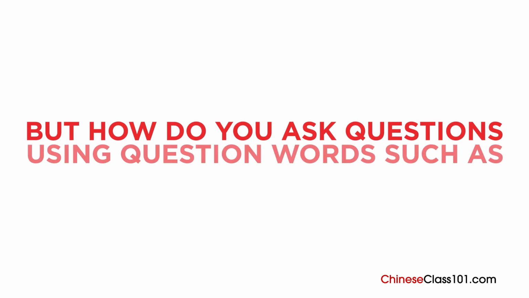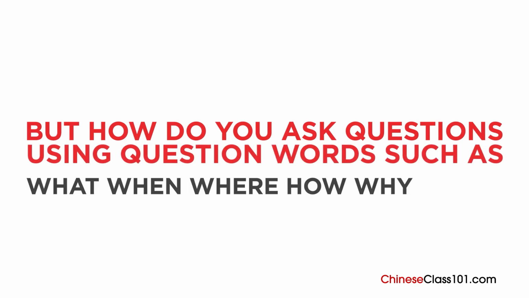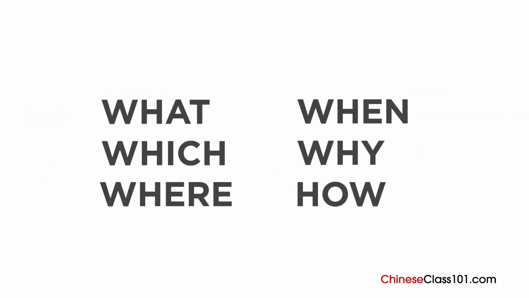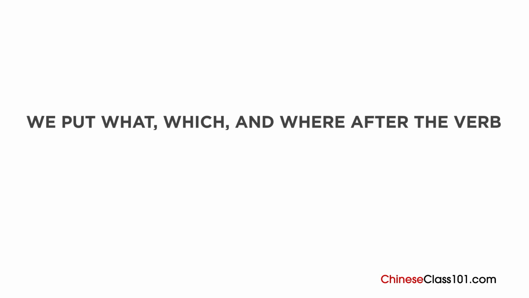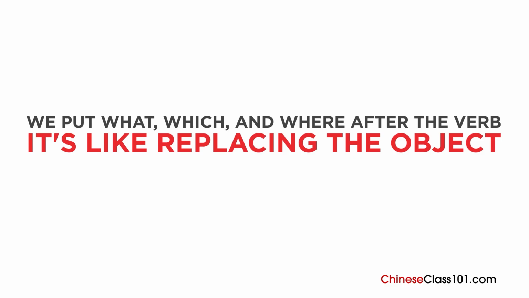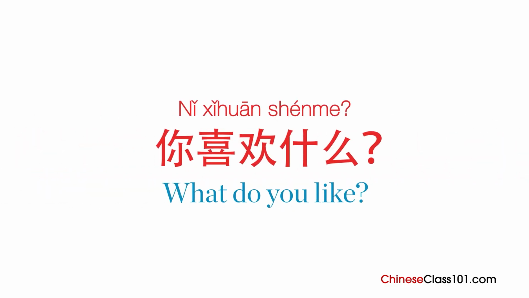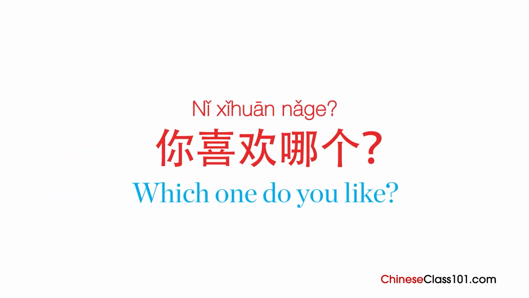Now you know how to ask questions with a yes or no answer. But how do you ask questions using question words, such as what, when, where, how, why, and which? Let's put the above question words into two groups. We put what, which, and where after the verb. It's like replacing the object with a question word. For example, what do you like? 你喜欢什么？你 you, 喜欢 like, 什么 what. Which one do you like?